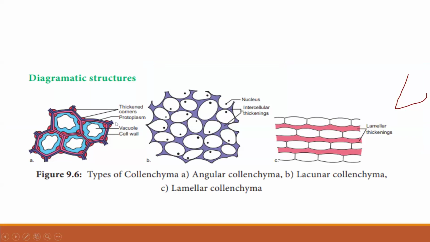So it is called angular collenchyma based on the thickenings. The second one is lacunar collenchyma, where the intercellular spaces are thickened. The next one is lamellar, where they are formed as layers.